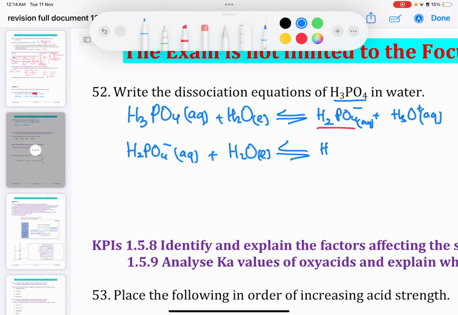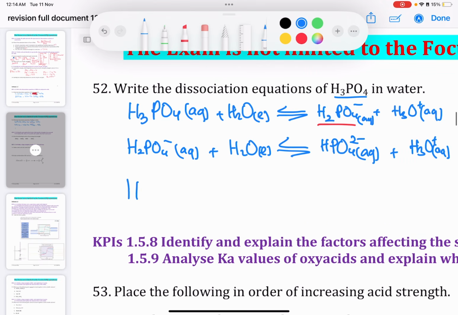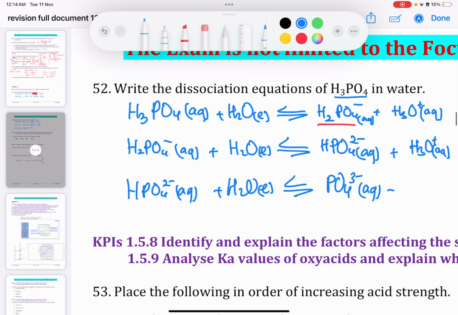Now 1 hydrogen remains, but now it is 2 minus, plus H3O plus. And now the third step is to get rid of the third H in it. So we're going to do another ionization. We get PO4 3 minus and H3O plus AQ.